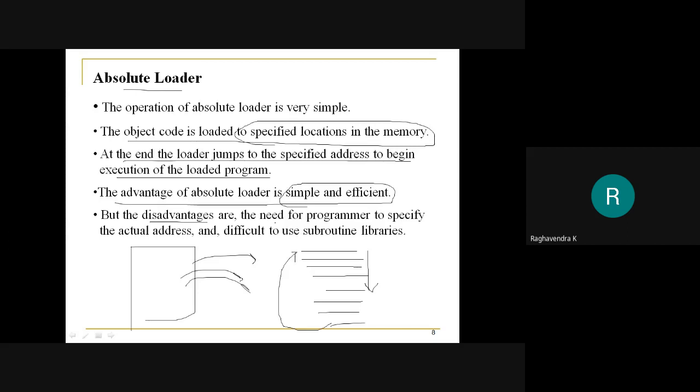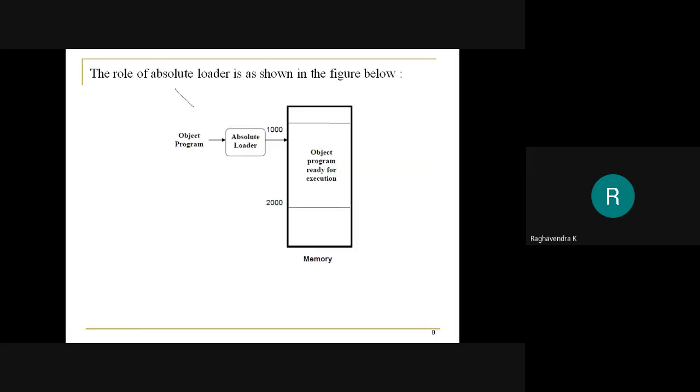The programmer needs to specify the actual address, and it is difficult to use subroutine libraries, right? It does not perform any advanced features or functionalities like linking or relocation. So obviously there is no flexibility with regard to the programmer loading the different subroutines or changing the actual address at runtime. So this is one of the drawbacks of using an absolute loader, right?